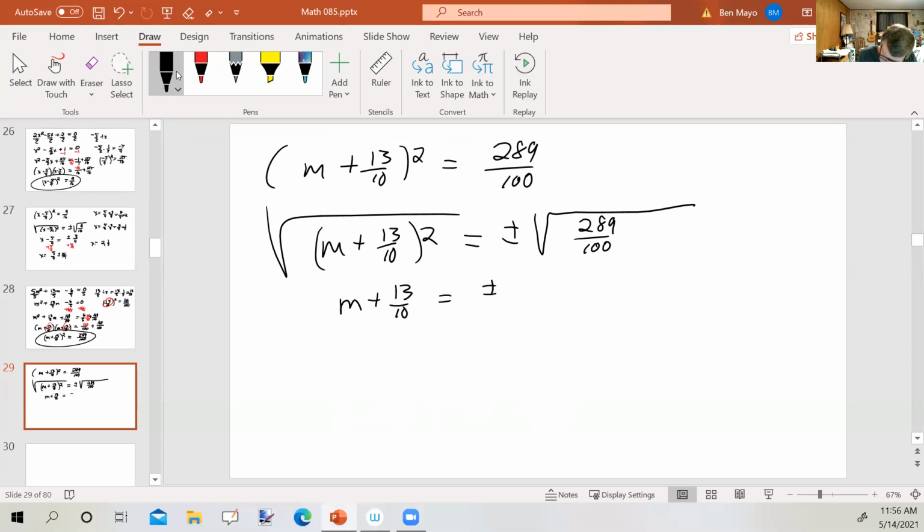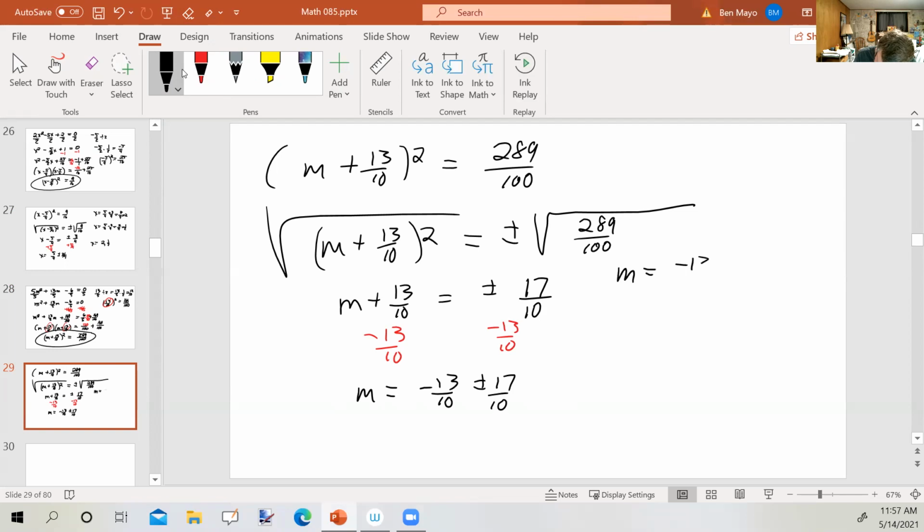On the right side, plus or minus, let's see, 289, I think is a perfect square. Let's see, the square root of 289 is 17. The square root of 100 is 10, okay. So then I'm going to subtract 13 tenths from both sides. m equals negative 13 tenths plus or minus 17 tenths.